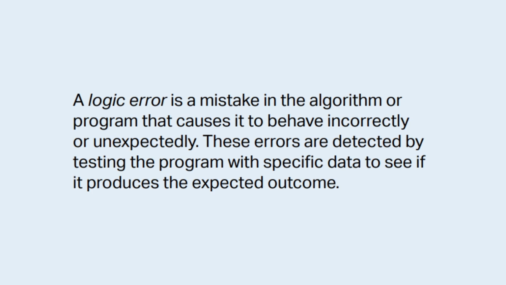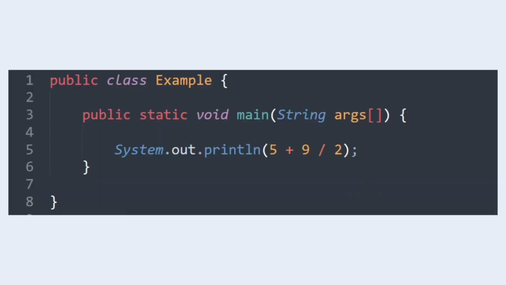A logic error is a mistake in the algorithm or program that causes it to behave incorrectly or unexpectedly. These errors are detected by testing the program with specific data to see if it produces the expected outcome. An example of a logic error would be something like this. Let's say we want our code to find the average of two values, 5 and 9. So we write our code like this.